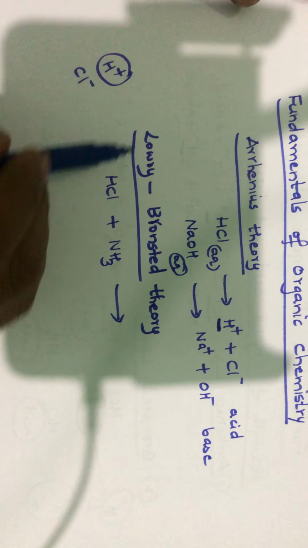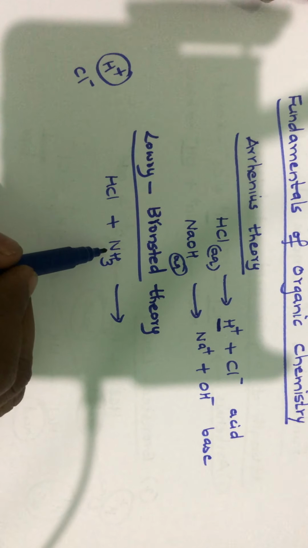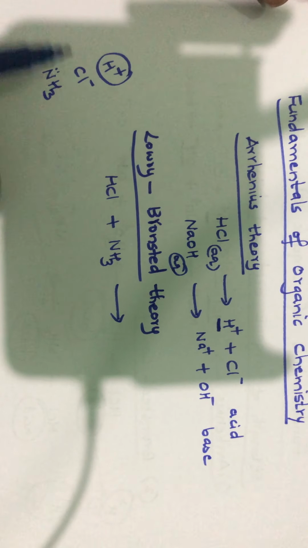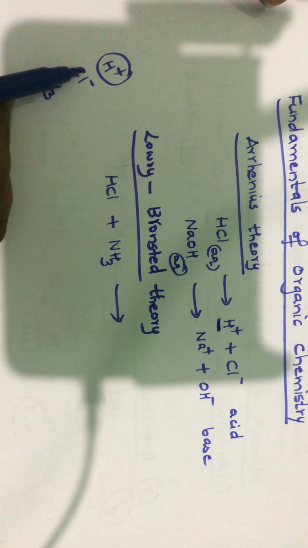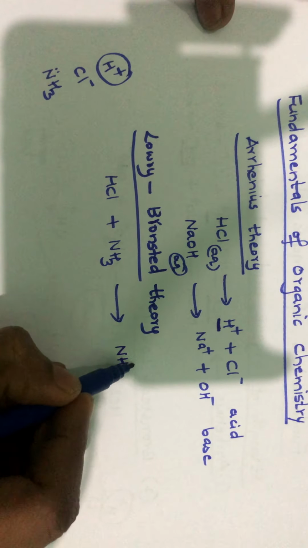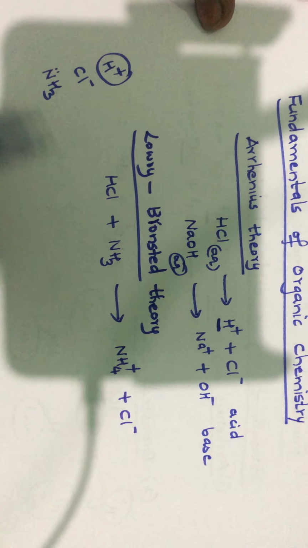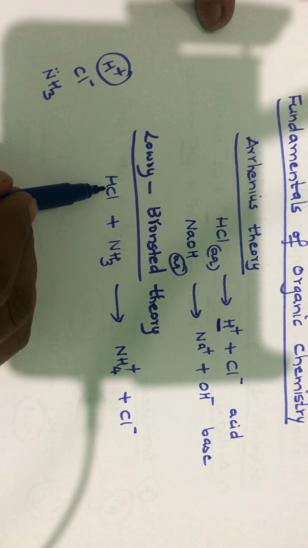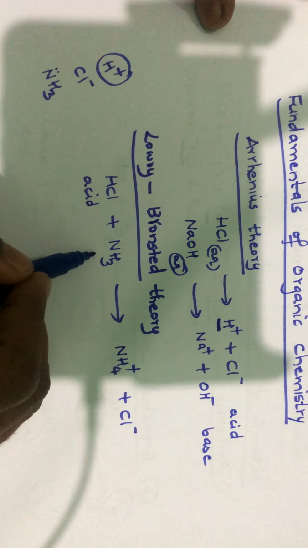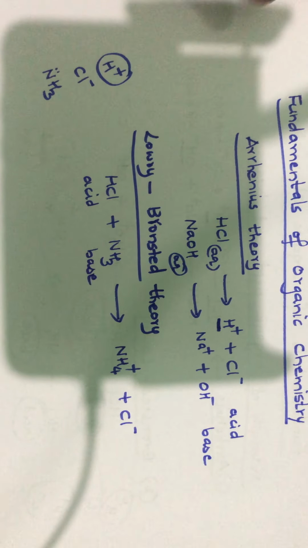Whatever H plus has been produced by HCl will be taken up by ammonia, because in ammonia nitrogen contains a lone pair of electrons. Hence this lone pair of electrons will attract that H plus ion. So it will form NH4 plus Cl minus. So HCl has donated a proton, hence HCl is an acid. NH3 has accepted a proton, hence NH3 is a base.